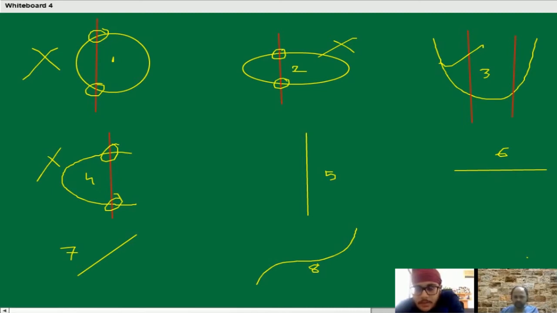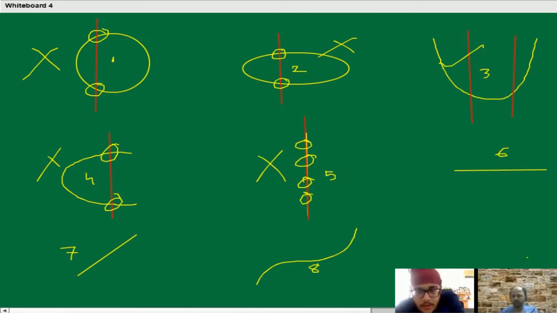Okay, so basically, once we draw any vertical line, we'll see that it will intersect at infinitely many points, isn't it? So it's not a function. What about the sixth one? Yes, sir. The sixth one is not the same as the fifth one.